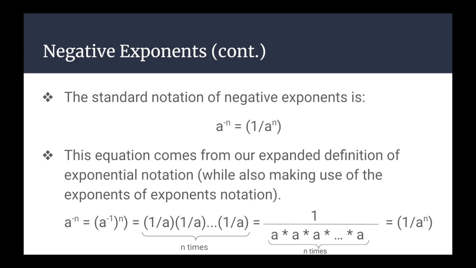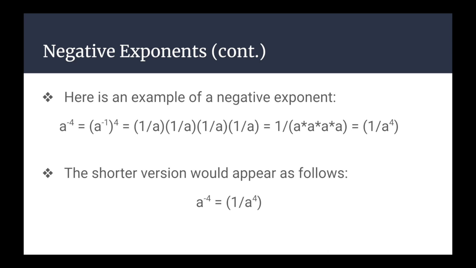So if we restate that, combining the denominators, we have 1 over a times a times a, n number of times. So that would be equal to 1 over a to the nth power. Here's an example of a negative exponent.